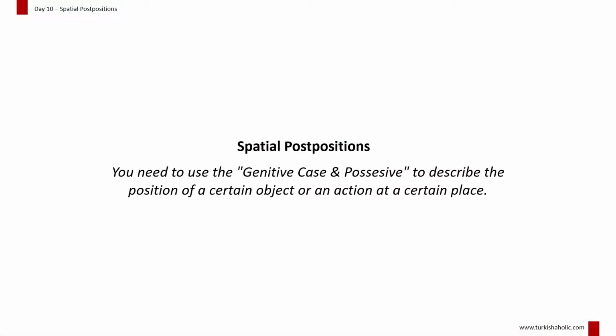We learned about the genitive case and the possessive marker in the earlier lessons. If you want to describe the position of a certain object or an action in relation to that object, you need to use a genitive-possessive compound structure. While the complement takes the genitive case, the postposition, words describing the position, take the possessive marker.